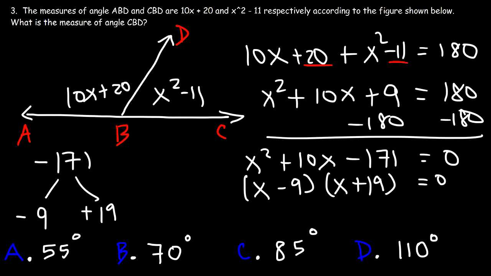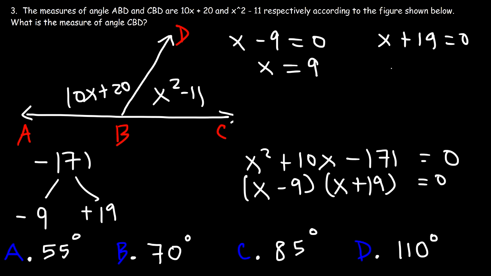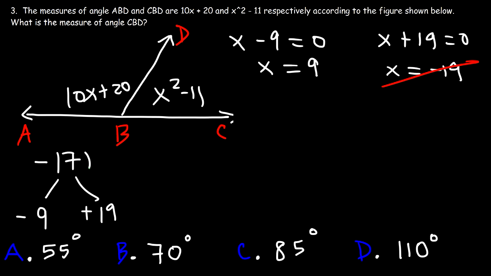which means that if we set each factor equal to 0, if we set x minus 9 equal to 0 and x plus 19 equal to 0, we can see that x can be equal to 9 or negative 19. Now, if x is equal to negative 19, this term, 10x plus 20, or that expression, that's going to have a negative value, which we don't want. So we're going to get rid of that answer. So therefore, x is equal to 9. Now that we have the value of x, we can determine the measure of angle CBD.